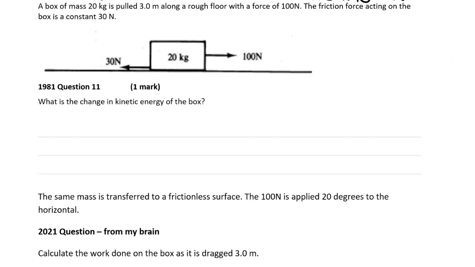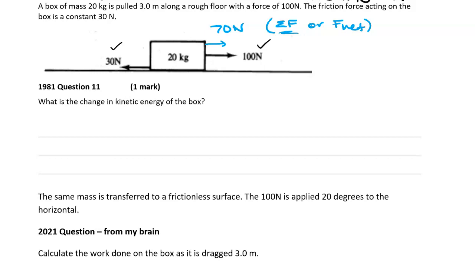A box of 20 kilos is pulled 3 meters along a rough floor with a force of 100 newtons, that's here. The friction force acting on the box is a constant 30 newtons. What is the change in kinetic energy of the box? Okay, to be able to do this, we care about the net force on this box. The net force will be 70 newtons acting in this direction. That force has the same effect on this box. It doesn't matter that it's 100 newtons and 30 newtons. We only care about the net force.